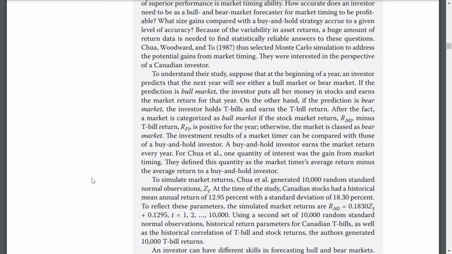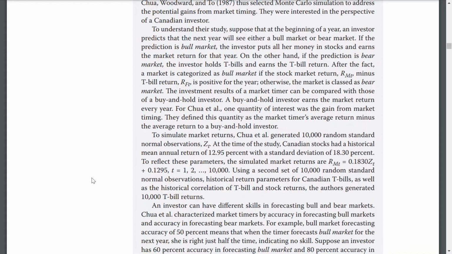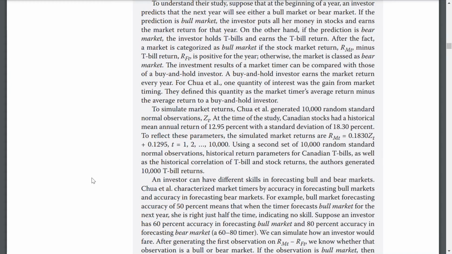On the other hand, if her prediction is bear market, the investor holds T-bills, or Treasury bills, and earns the T-bill returns. After the fact, a market is categorized as a bull market if the stock market return RMT minus the T-bill return RFT is positive for the year. Otherwise, the market is classed as a bear market. The investment results of a market timer can be compared with those of a buy and hold investor. A buy and hold investor earns the market return every year.